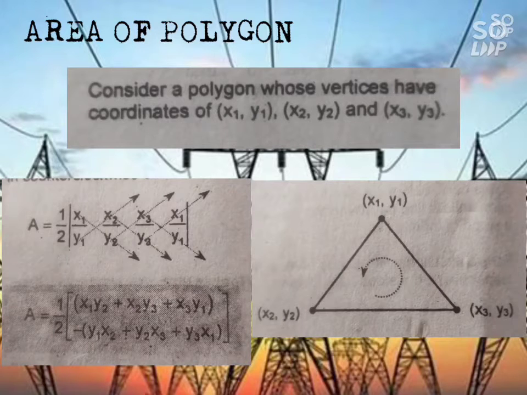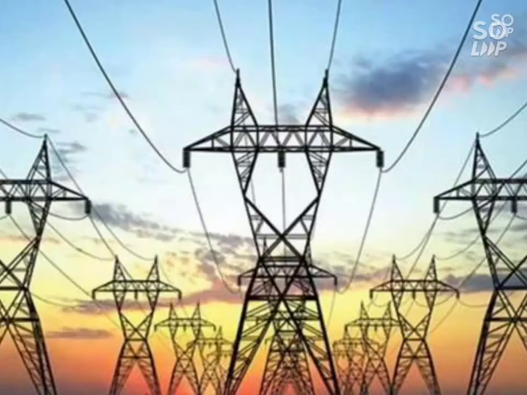Consider a polygon whose vertices have coordinates x1, y1, x2, y2, and x3, y3. The formula for the area of a polygon equals 1 half of x1, y1, x2, y2, x3, y3, x1, y1. After cross multiplying, the area equals 1 half of x1 y2 plus x2 y3 plus x3 y1 minus y1 x2 plus y2 x3 plus y3 x1.